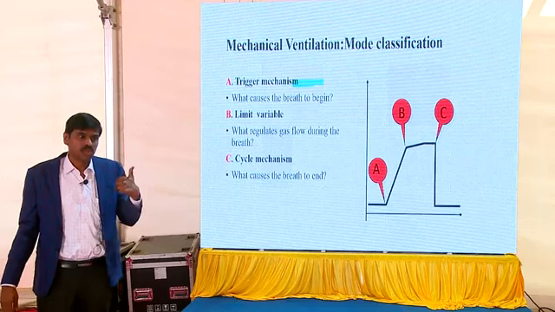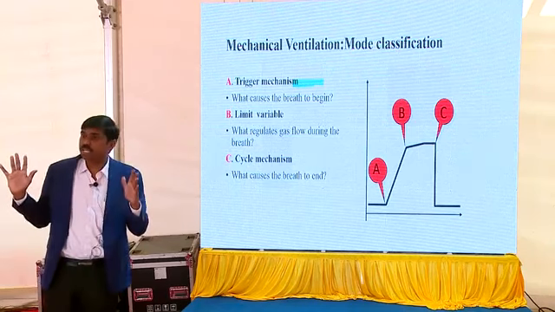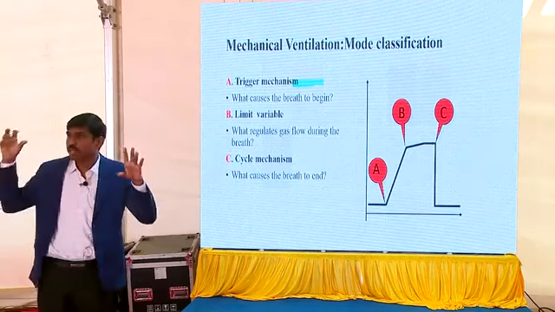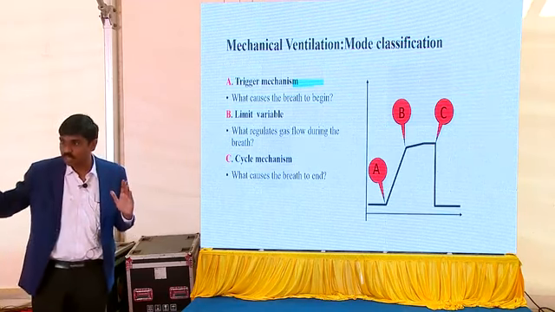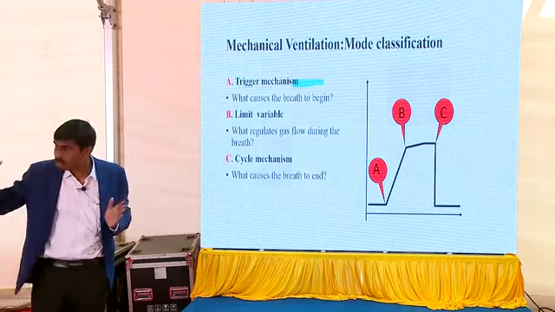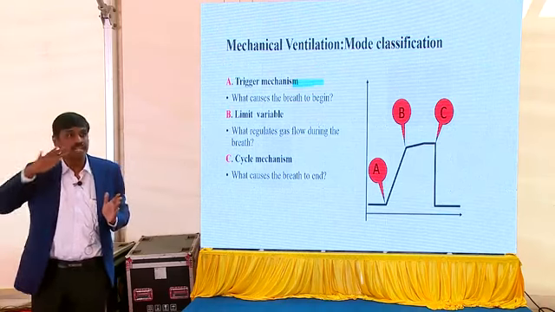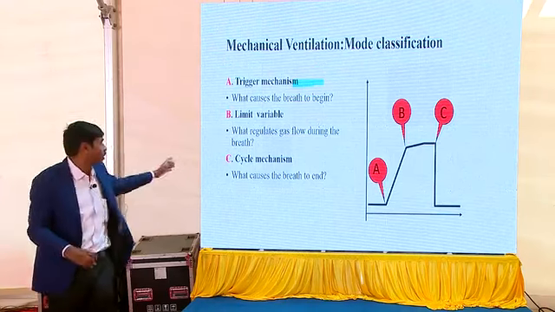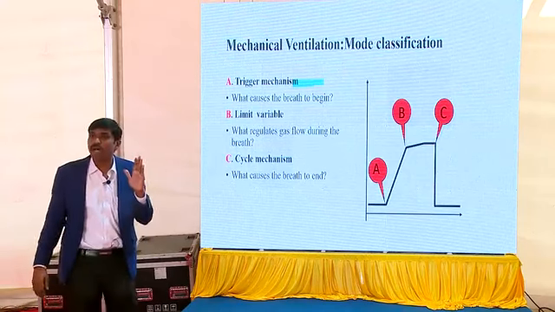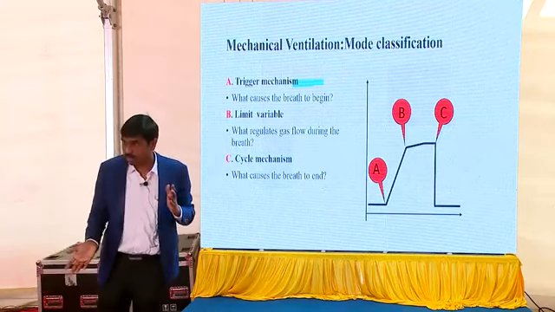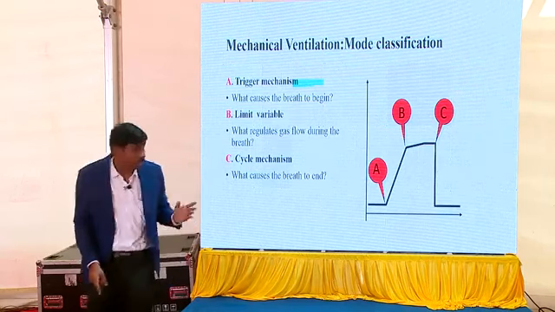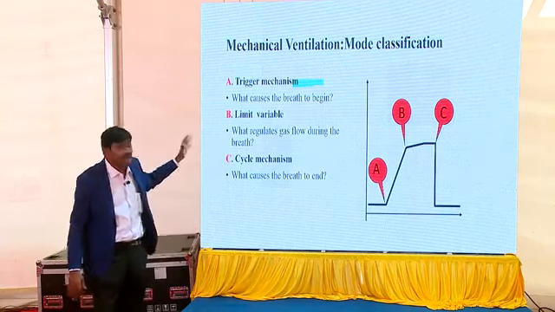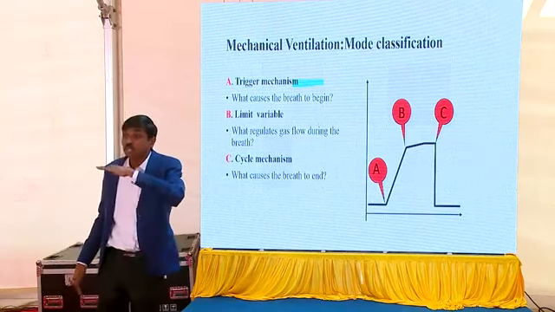Like I told you, ventilation basically is gas flow coming in, and you have an expiratory valve. When the valve is closed, air flows, that's inspiration. When the valve opens, that's expiration. So how does it control? The trigger is the one which starts the breath. When the trigger happens, immediately air flows into the baby. Limit is the limit beyond which you don't give.